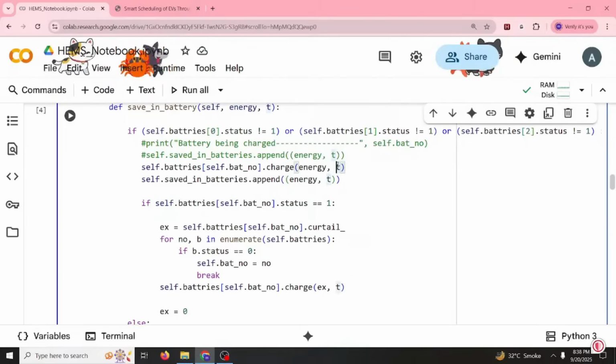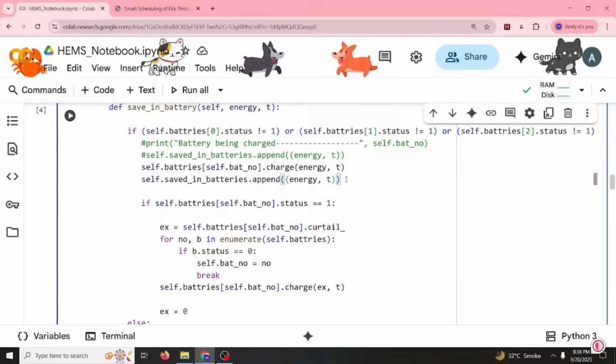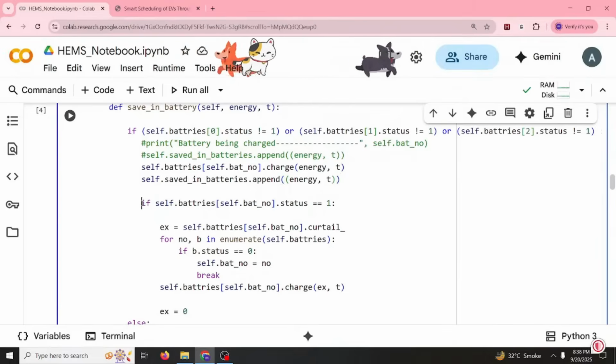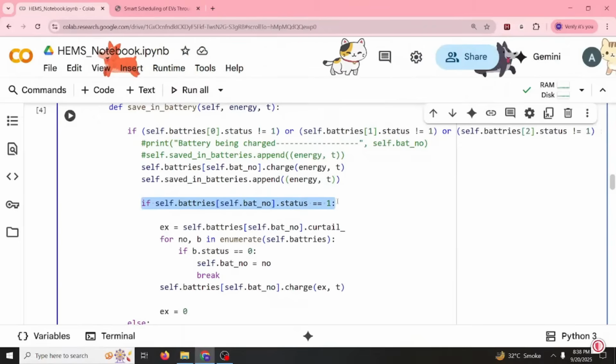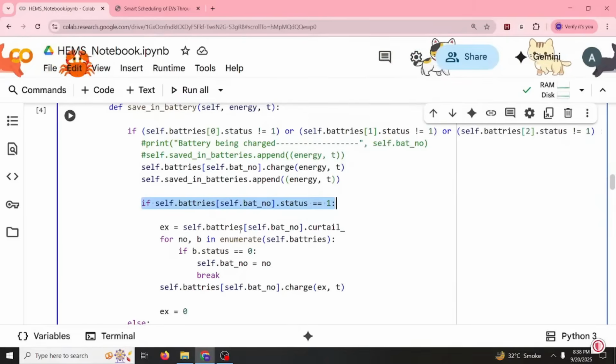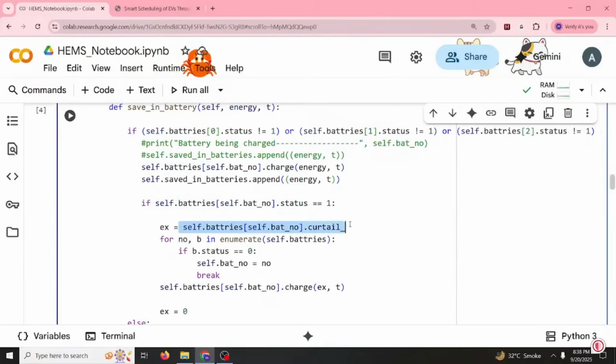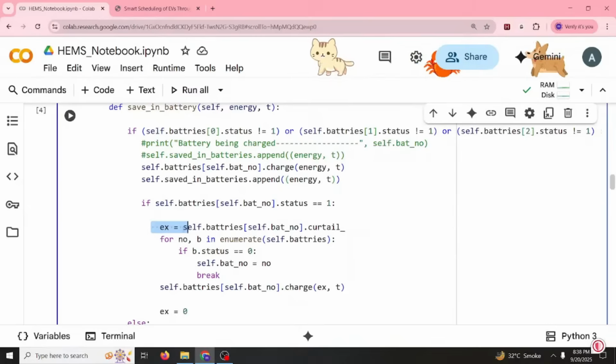Now we have given the amount of energy that it has to charge and the time step, so that we can keep track of the charge energy with respect to the time variable also. For any battery that is full, we check for the curtail amount, because we have defined some curtail amount in the battery class. So we get that curtail amount and use it in the next battery. In that way we are saving the actual energy. We are not leaving a bit of the energy behind, or a fraction of a kilowatt. We are not wasting any energy, so the energy will flow properly.